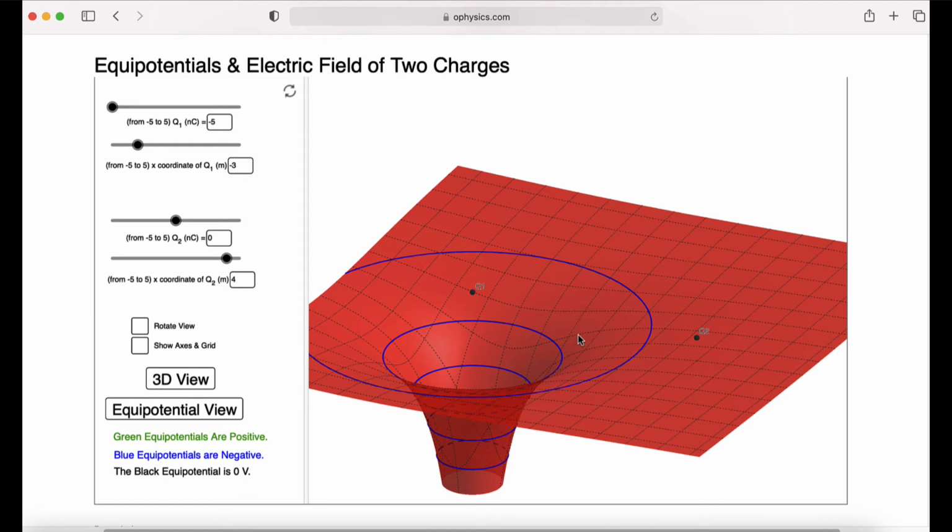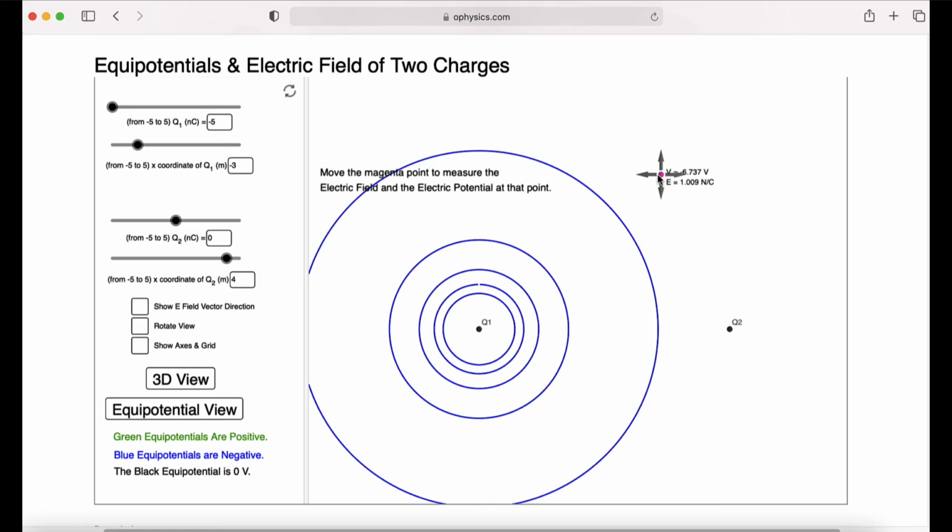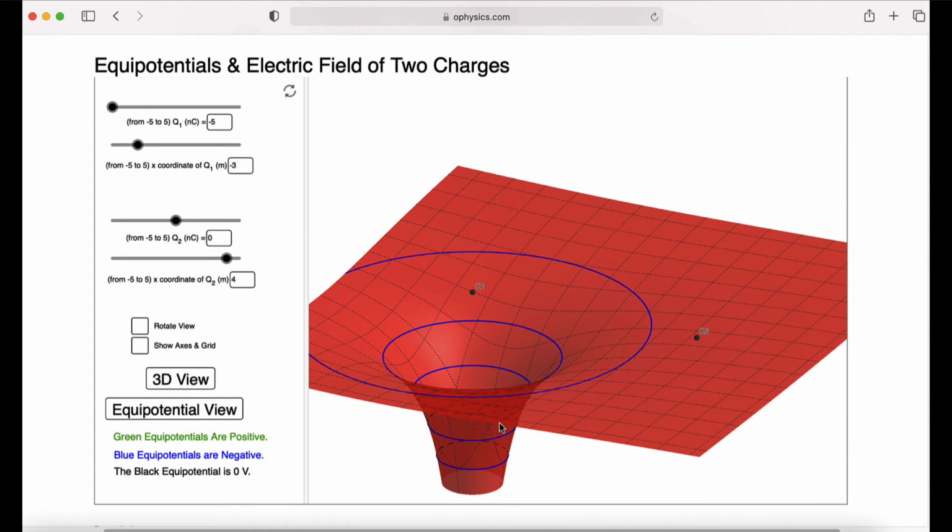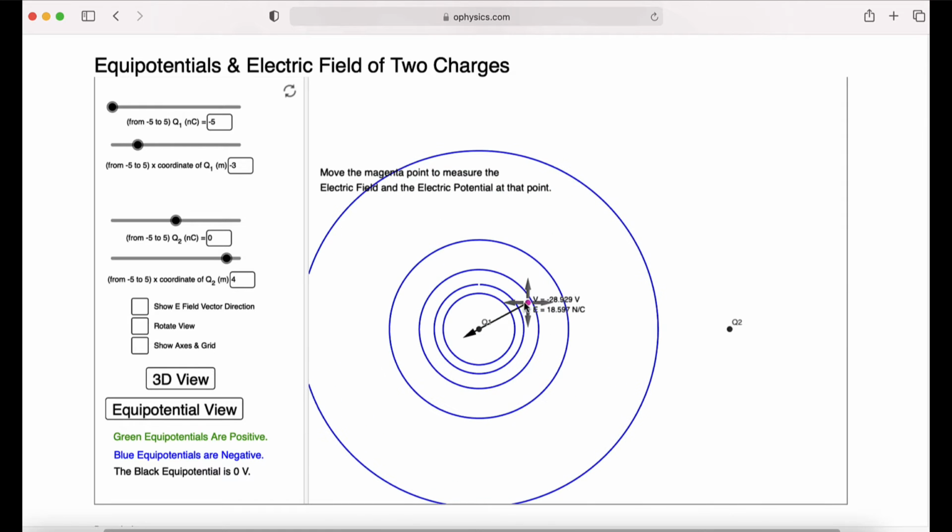Here I've made the central charge negative now, but it's the same kind of thing. As I move my sensor closer and I get to places where the equipotentials are bunched closer together, what I'm doing is moving to steeper parts of this graph down in this well, and as a result, the field strength, as indicated by the length of this arrow, is getting greater.